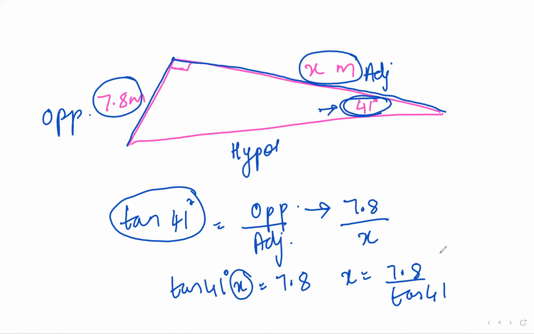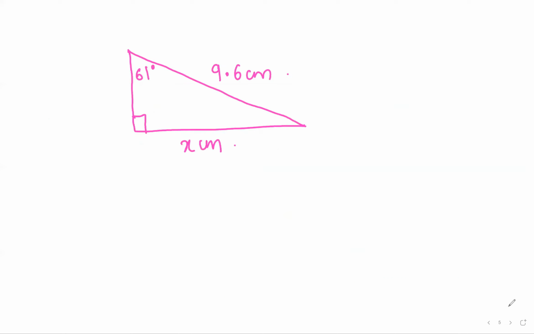So what is the answer? The answer is 8.97 m. Correct. So we got our value for x, which is 8.97 m. Are you with me, kiddos? Still here? Next question. Let's try this next question.